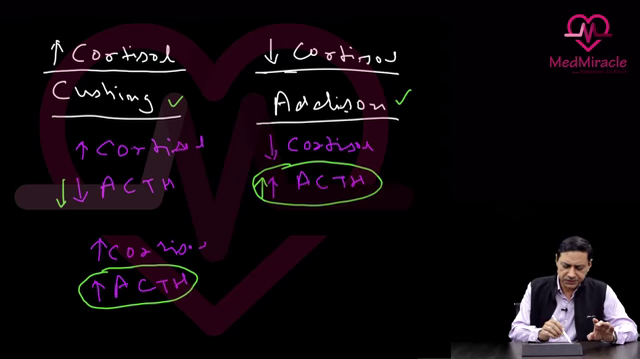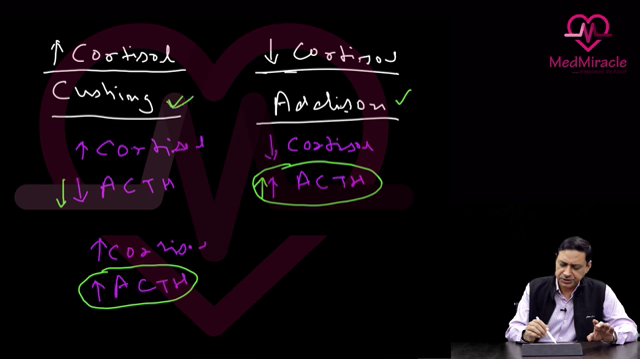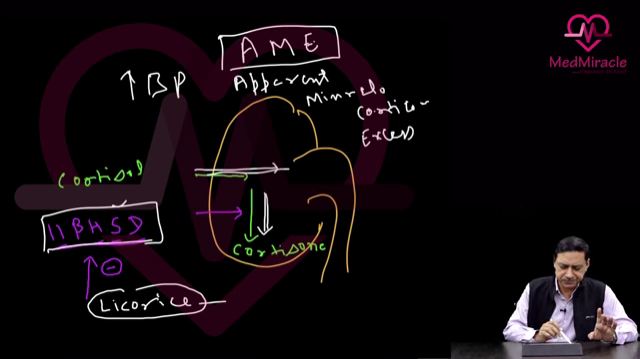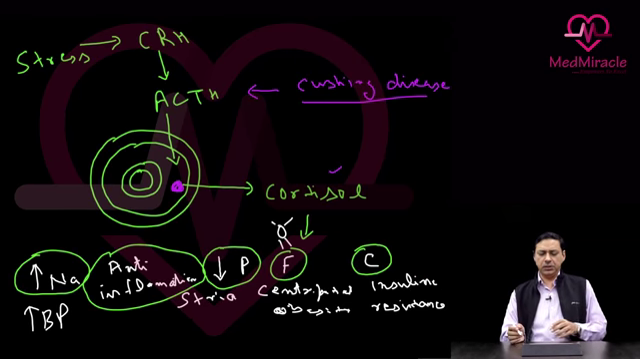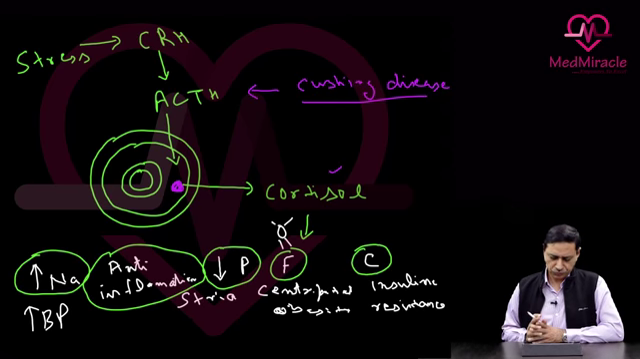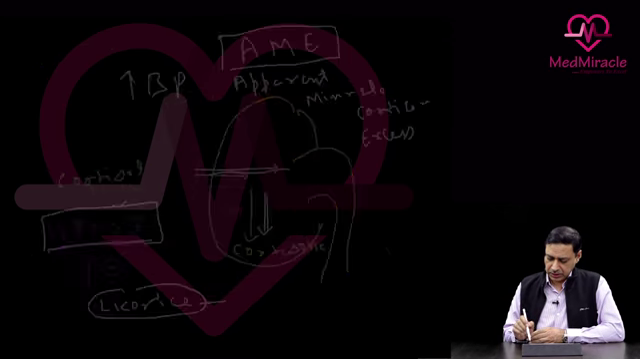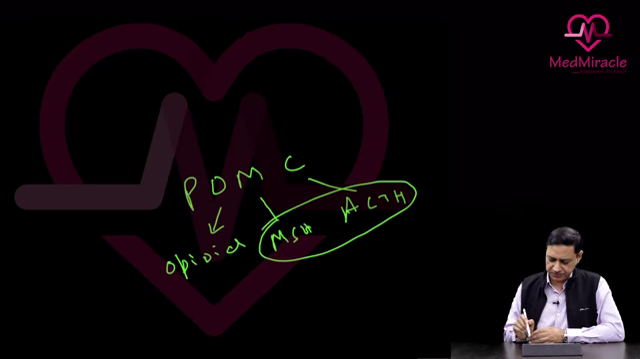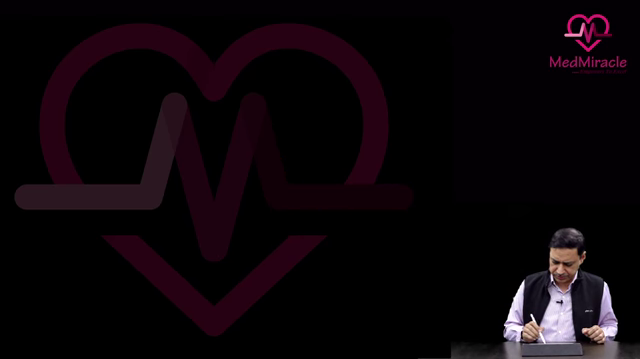So if it is more, Cushing's; if it is less, it is Addison's. This is the function of cortisol. Now, another hormone which is released from here is from the adrenal medulla. Again, what is released from the adrenal medulla? Another thing let us try to discuss.